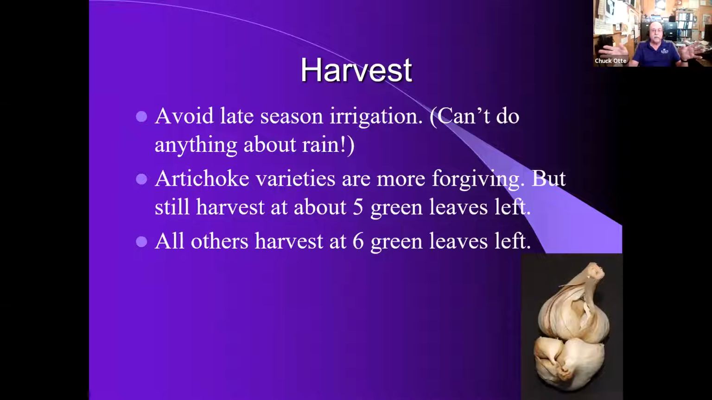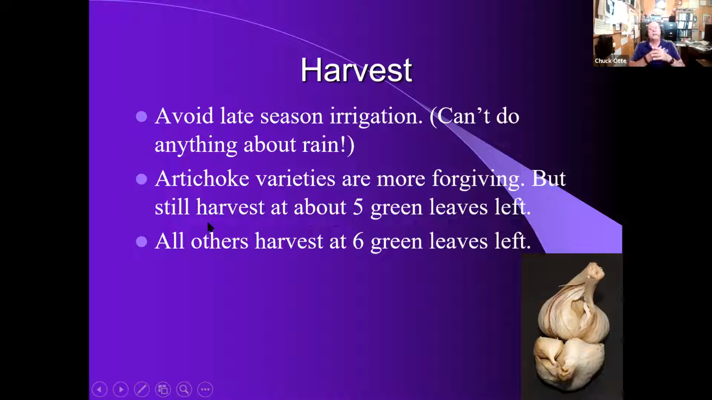Avoid late season irrigation. Can't do anything about rain. May was wet this year here in my part of Kansas, and I wound up with a lot of plants that put on a little bit of late season growth, and the moisture caused those bulb layers to split, just like this. Not attractive. They're going to eat and use just fine, but that can also be a place where mildew and cloven bulb rots can enter and get started.